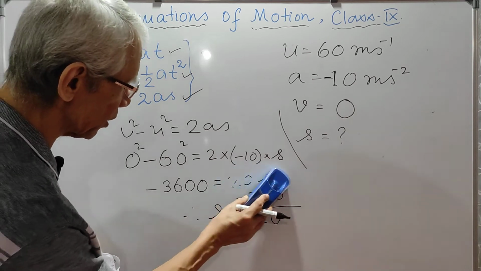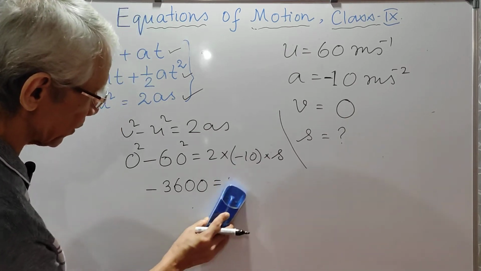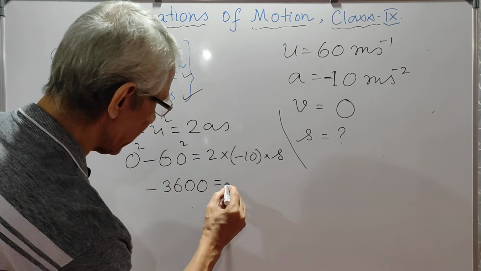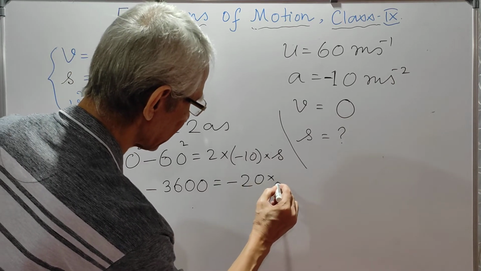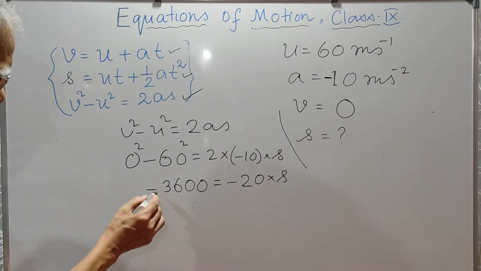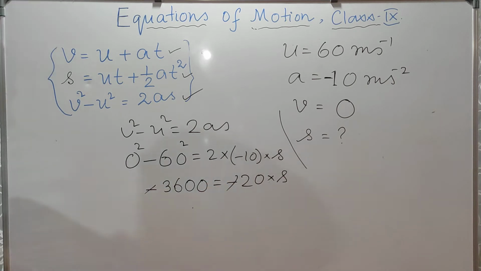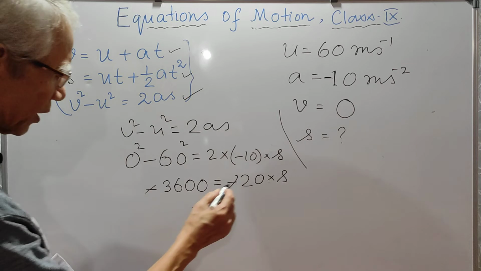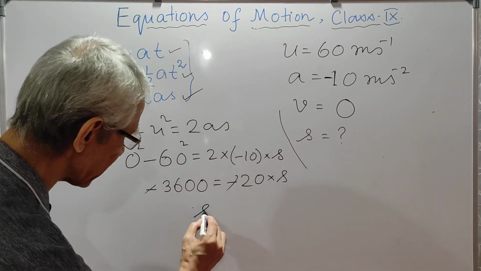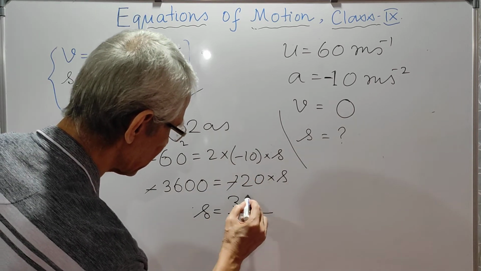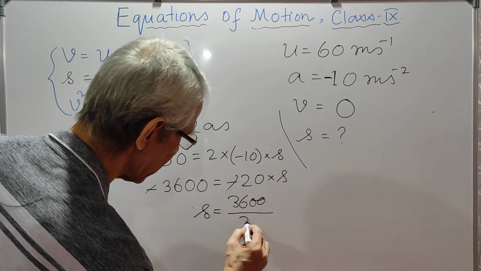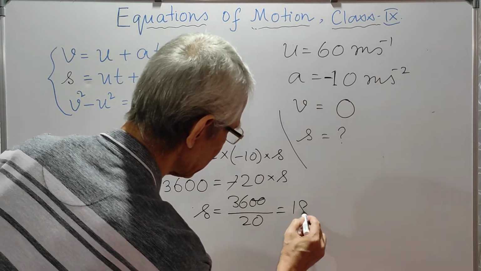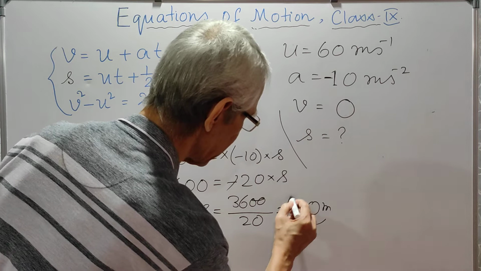Okay, so this will be minus 20s. Now both sides, the minus cancels. That means both sides become plus. 20s equal to this. Therefore s equal to what? 3600 by 20. That means 180. So 180 meter. This is the answer.